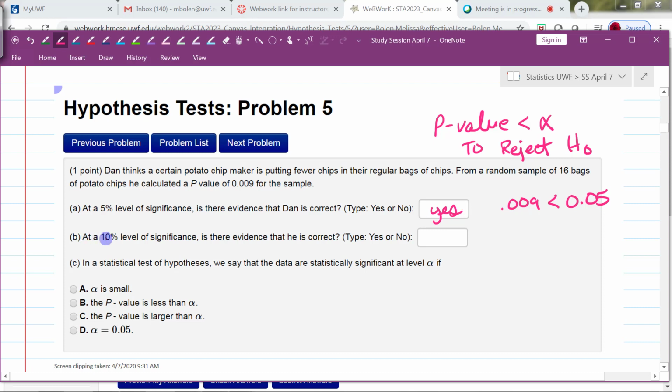For part B, it says at a 10% significance level, is he correct? Well, again, 0.009 is less than 0.1, so yes.